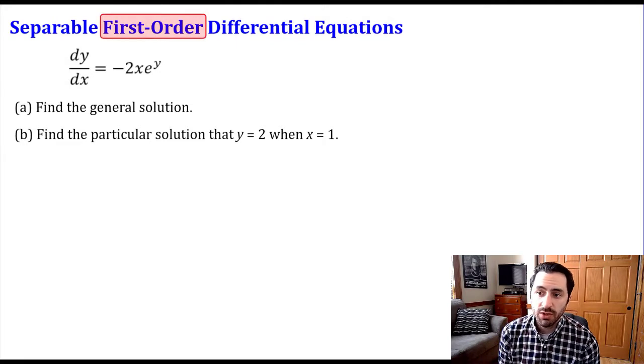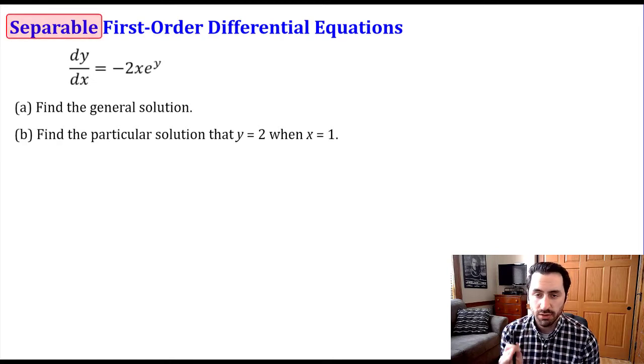The second to last one there, first order. So a first order differential, what that means is this is just the first derivative. If I were to have a second derivative, then it would be a second order differential and so on. So because this is just the first derivative for x and y, it's a first order differential equation.